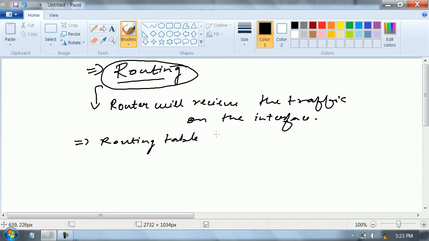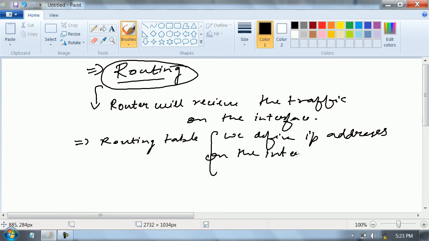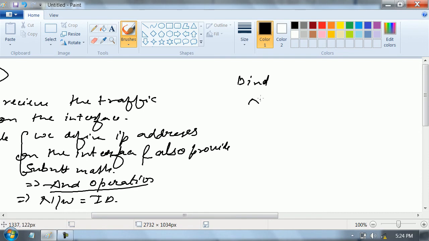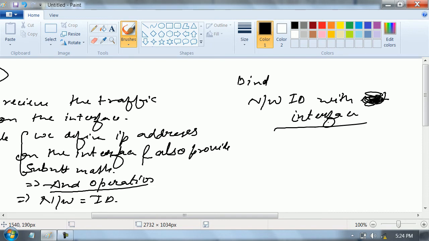How? The thing is, we define IP addresses on the interface, and we also provide a subnet mask. What will the router do? The router will apply an AND operation and calculate the network ID. Now what will the router do next? The router will bind this network ID with the interface.